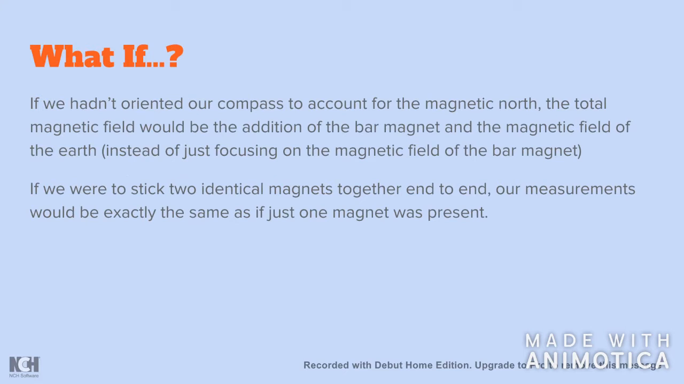If we hadn't oriented our compass to account for the magnetic north, the total magnetic field would be the addition of the bar magnet and the magnetic field of the Earth. This would have given us entirely different values for our distance dependence, which would have not been accurate. If we were to stick two identical bar magnets together end to end, the measurements for the magnetic field would be exactly the same. I actually did this experiment out, and this is the conclusion I found.